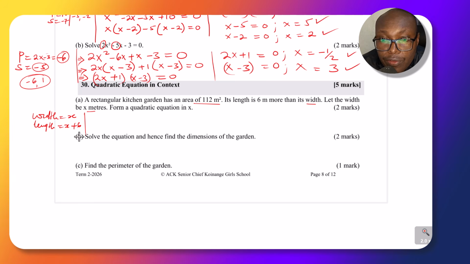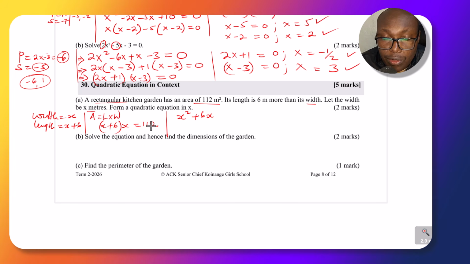And you're given the area. So how do you get the area of this rectangular kitchen? It is length multiplied by width, which will be given by the length is x plus 6 multiplied by x, which is the width. That should give 112. You're supposed to form a quadratic equation. So x multiplied by x will be x squared. X multiplied by 6, that will be 6x.